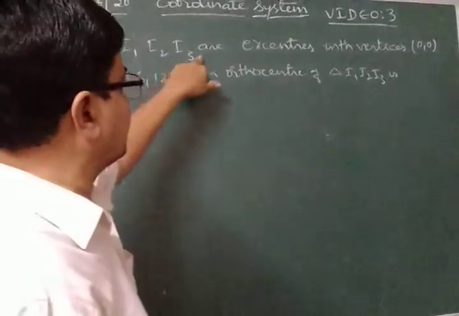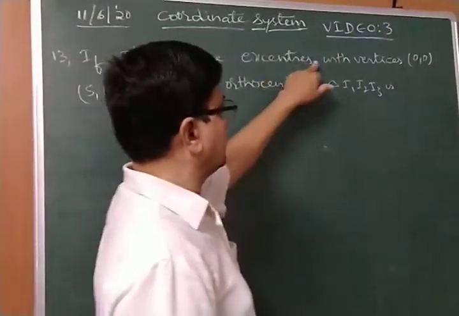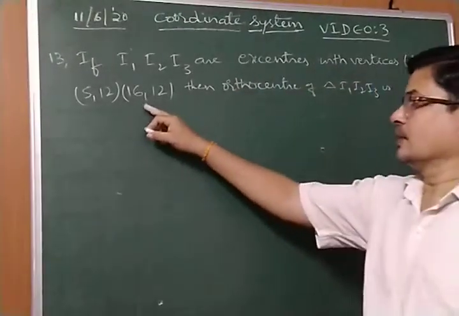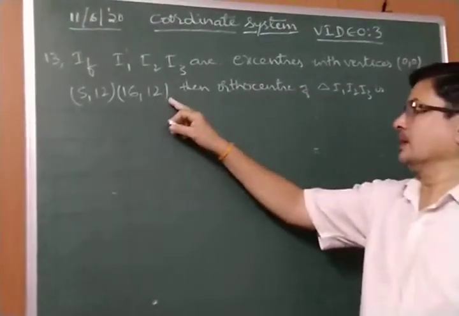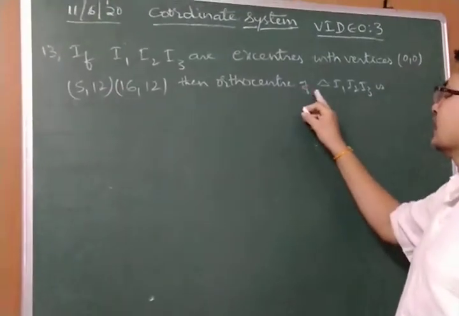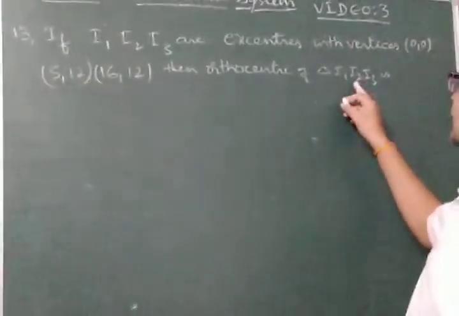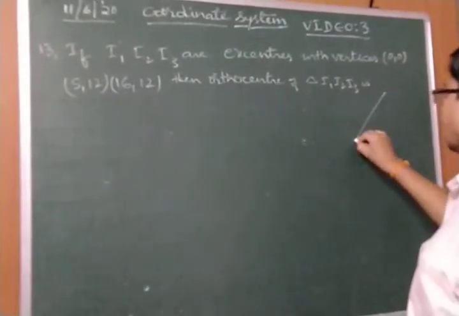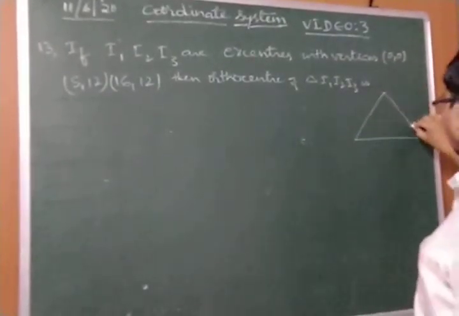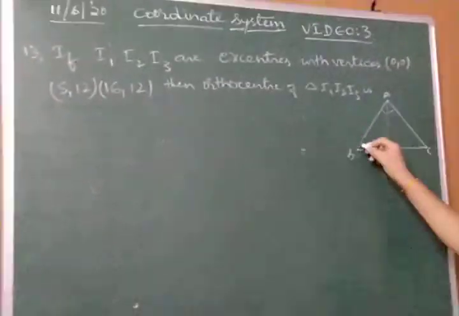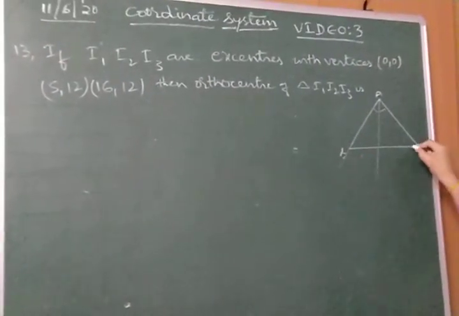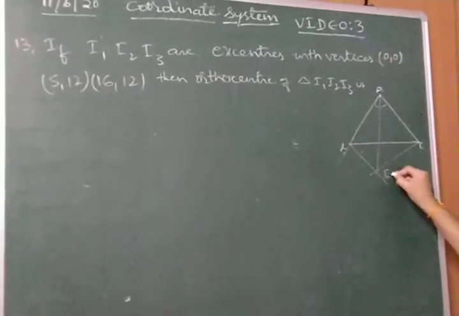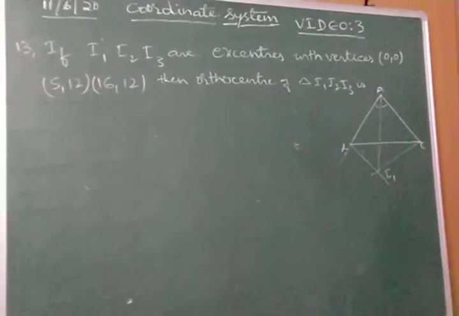I1, I2, I3 are excenters with vertices (0, 0), (5, 12), (16, 12). Then the orthocenter of triangle I1, I2, I3 is... Here we take a triangle ABC. External angular bisectors are concurrent. Their point of concurrence is called the excenter. It is denoted by I1.